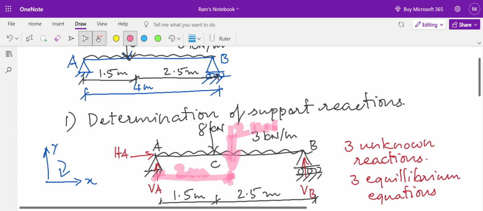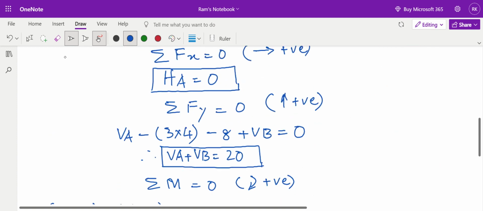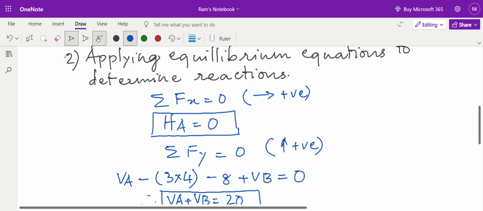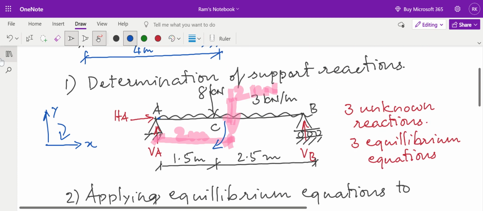And now if we consider how it is acting, we can say that this force is acting in a clockwise direction. This force is 3 into 4, 12 kilonewton, acting at 2 meter. It is acting about A in a clockwise direction. So that clockwise moment is considered to be positive. So I am writing plus 3 is the load, 4 is the total distance, and 2 is the perpendicular distance of its effect. Okay, effective load 12 kilonewton.